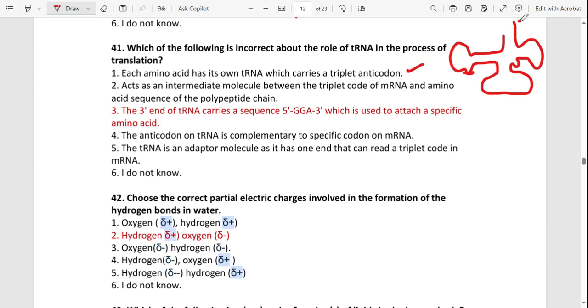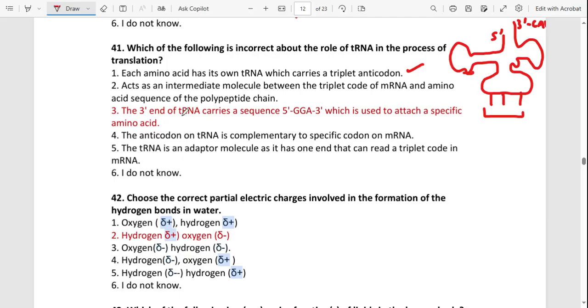So the longer end is the 3' end. That's where the amino acids attach. And then you have got CAA here. This is the anticodon. That's where the tRNA will be able to pair with the mRNA complementary strand.